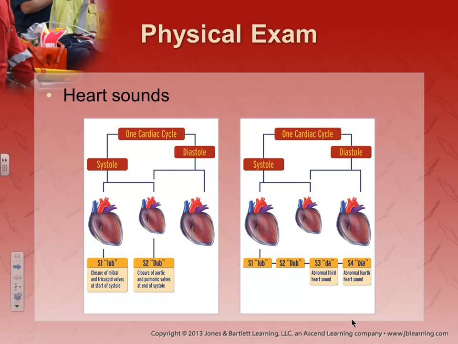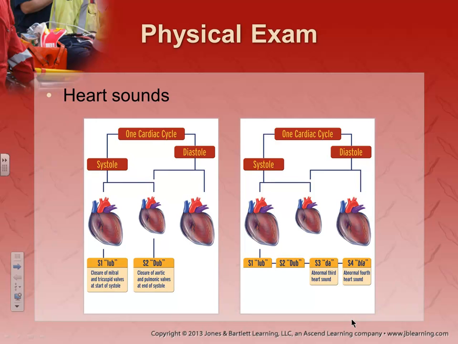And then S2 is the closure of the aortic and the pulmonic valves. When do the mitral and tricuspid valves open? At the start of systole, right? Yeah, that's right. And then when would the aortic and pulmonic valves close? After the ventricle has contracted, right? After it's got the blood out.